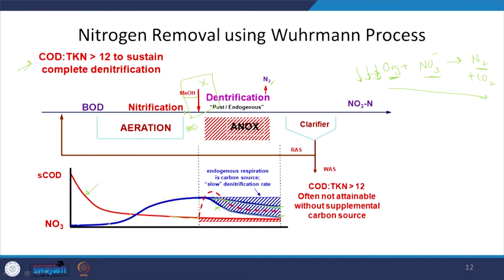So, typically what is it that we have? Some additional information: COD to TKN, if it is greater than 12, then you can sustain the system to lead to denitrification. So, that is one aspect to keep in mind, right. But in general, for wastewaters without adding a carbon source, it looks like you can't achieve that level of denitrification or complete denitrification, right. So, that is something to keep in mind. So, I guess Wuhrmann process, yes.